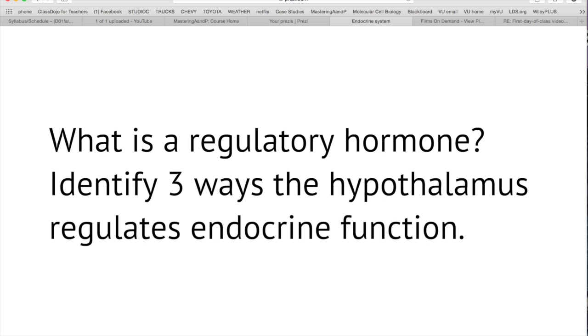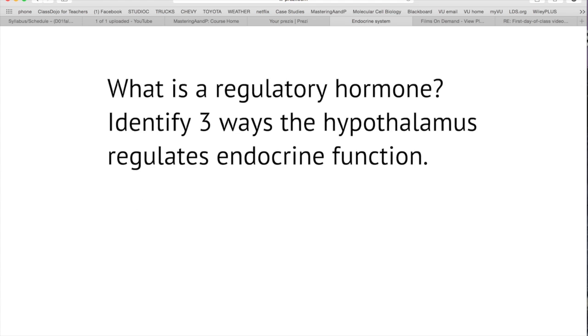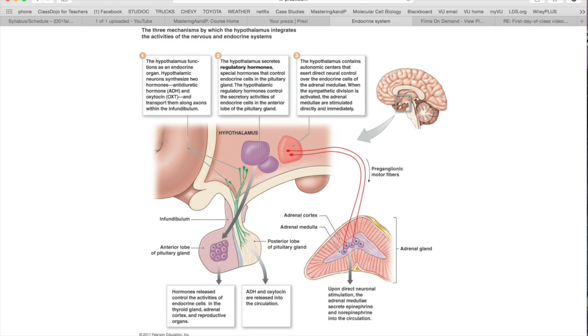What is a regulatory hormone? It regulates endocrine function. So a regulatory hormone is going to regulate other hormones, and the hypothalamus releases a lot of these. For example, growth hormone is released from the pituitary gland, and in the hypothalamus we release either growth hormone releasing hormone or growth hormone inhibiting hormone.